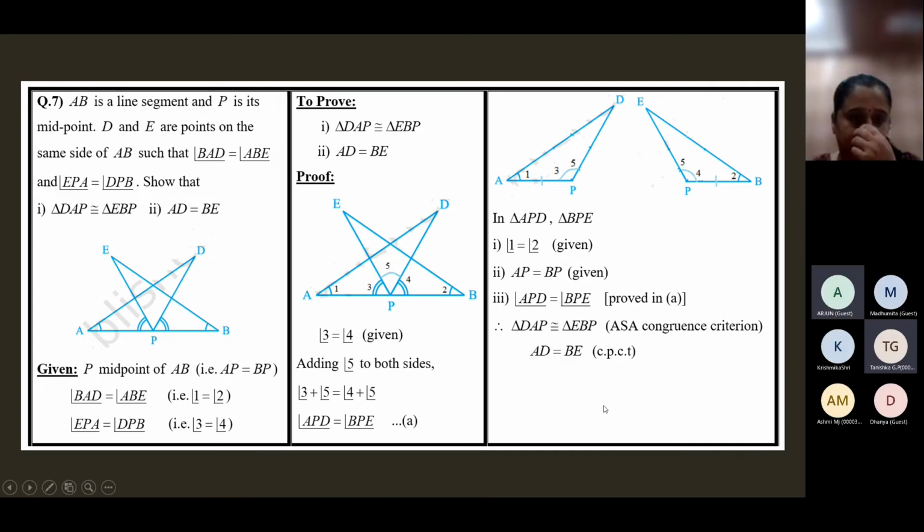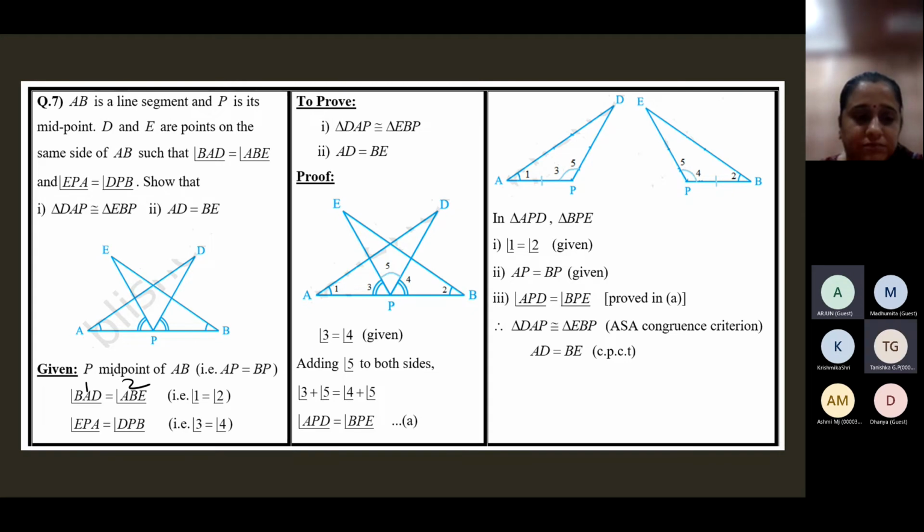AB is a line segment, ma'am, and P is the midpoint of AB. So AP is equal to BP, ma'am. BAD is angle 1 and ABE is angle 2. So angle 1 is equal to angle 2. How do you know that? It's given, ma'am. Correct. This is angle 1, this is angle 2. They are equal.